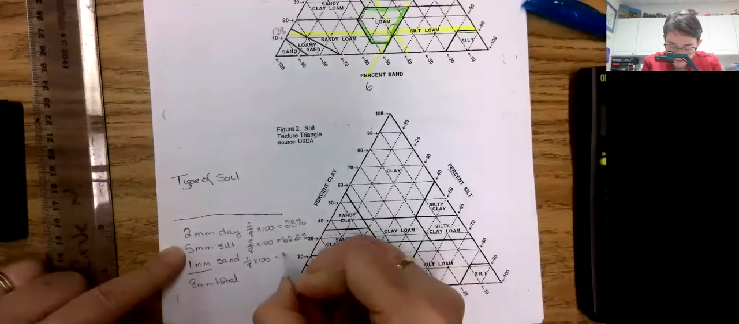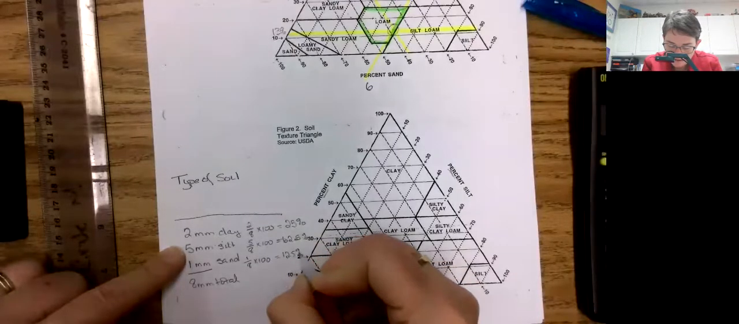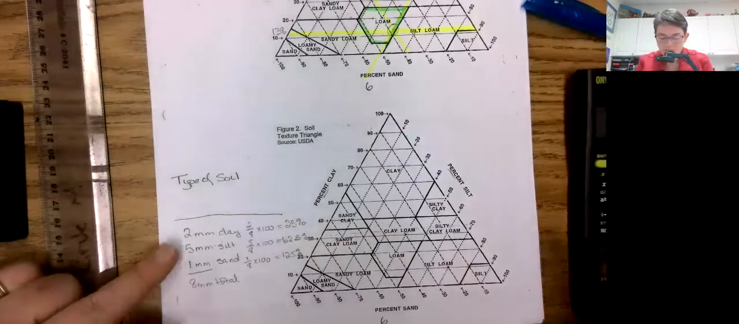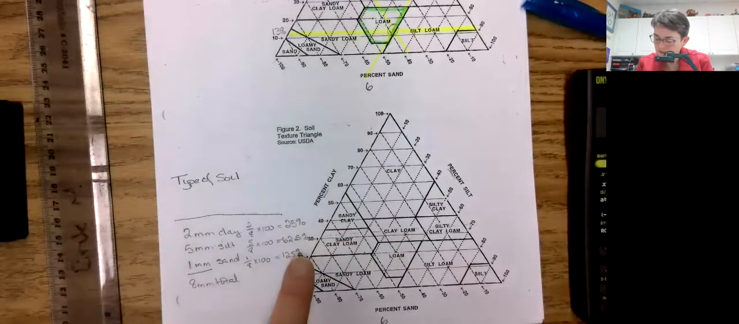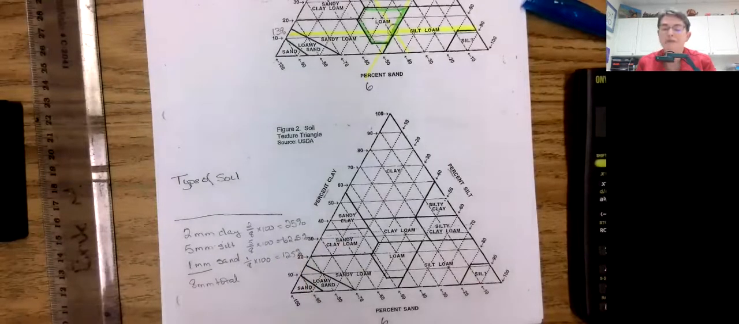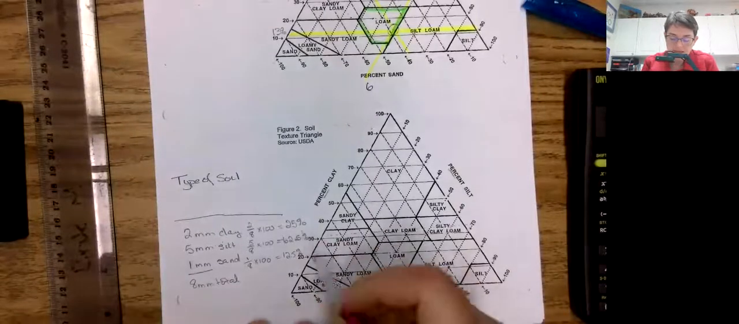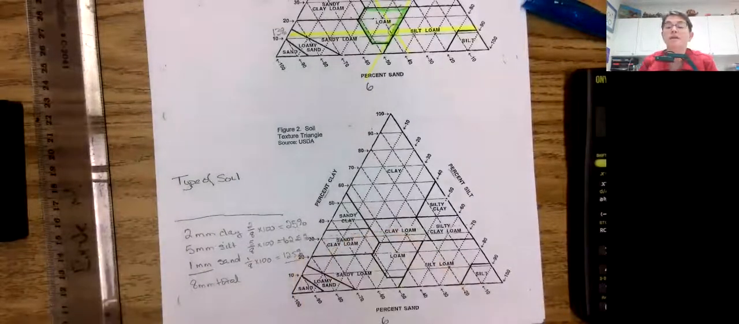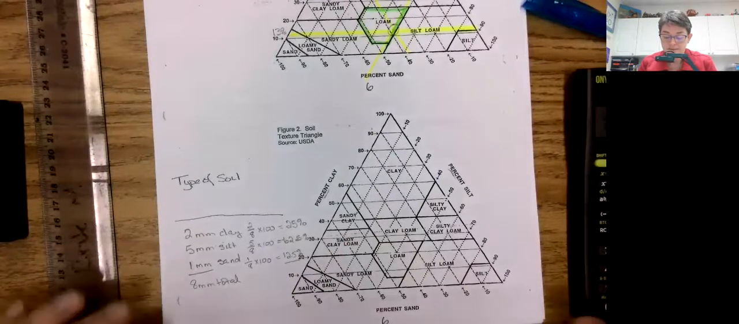So 1 out of 8 times 100 is equal to 12.5%. Okay, before I go further, 25% plus 62.5% plus 12.5% should give me 100. If when I total these, I don't get 100 over here, something went wrong. If you got decimals and you're getting like 101% or 99, it's fine. But if I'm getting 150 or 8 or something like that, there's a mistake.